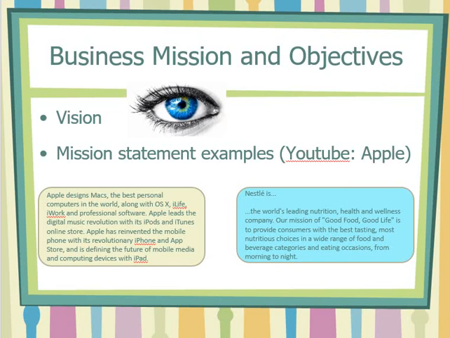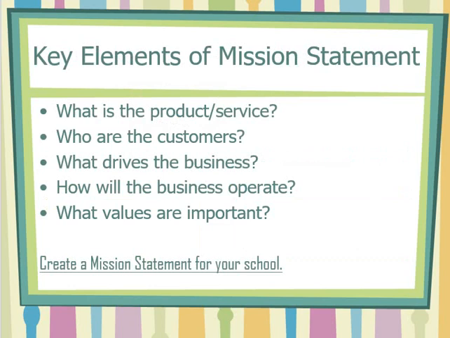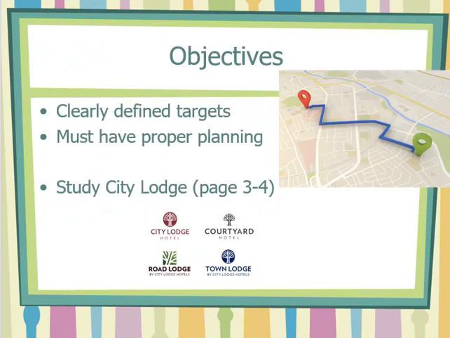Now, if you go onto YouTube or if you Google, you'll find lots of examples of vision and mission statements. So what are the key elements in a mission statement? It's about what is the product, who are your customers, how are you going to deliver it. It's like the roadmap for that mission statement. The vision, remember, is where you see yourself in the future. Your objectives, these are clearly defined targets. And in order to get to that target, to get to that objective, you must have proper planning in place.